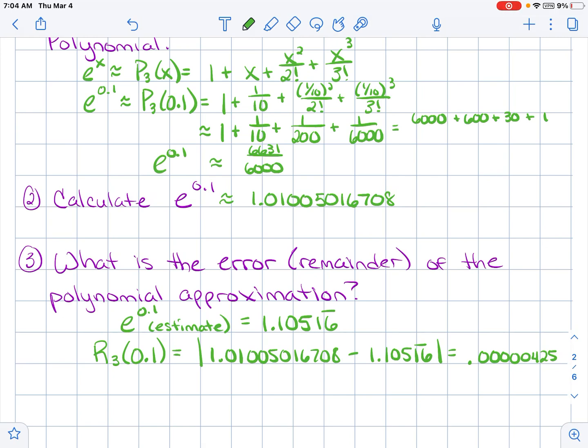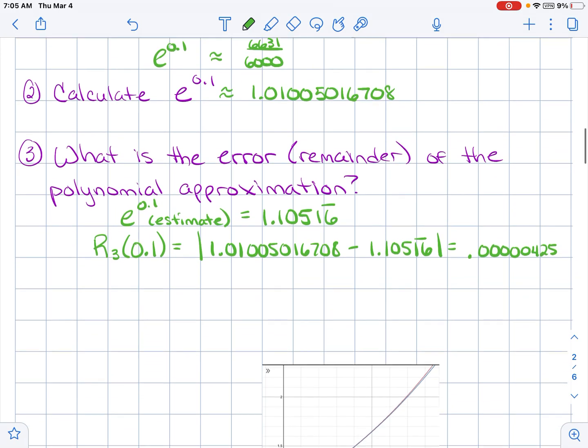But a couple of things are really helpful. First of all, I had quite a few terms. I had 4 terms in my polynomial. And 0.1 is really close to 0. So I had 2 things going for me. I had a higher value of n, more terms in my polynomial, and 0.1, that distance was pretty close.